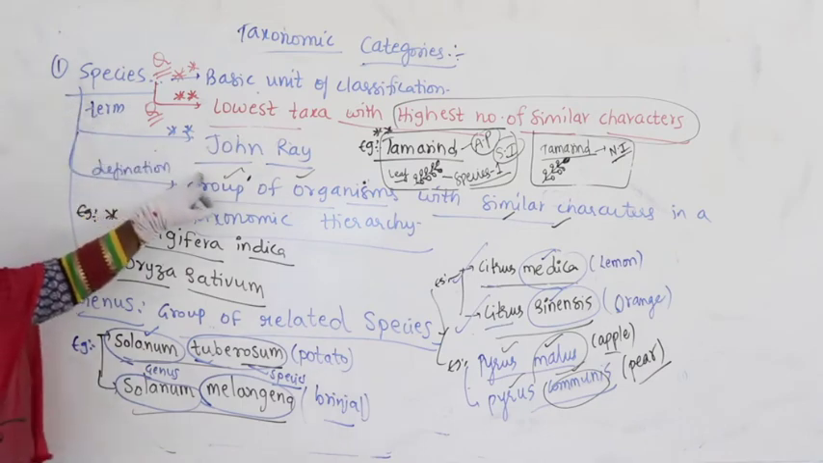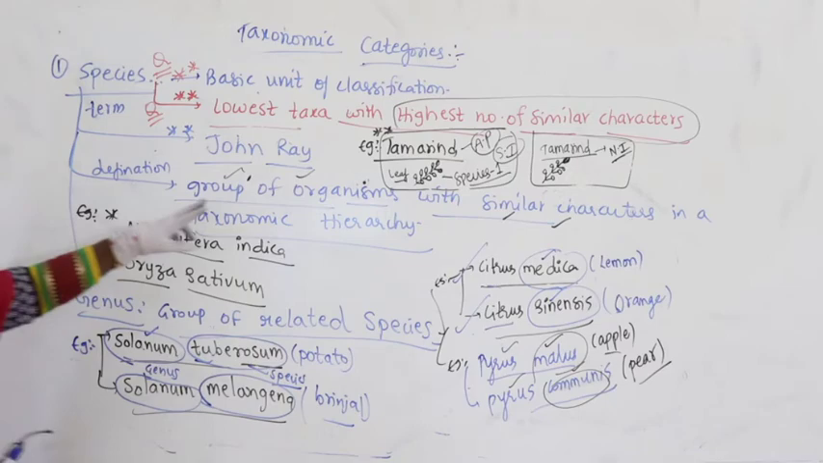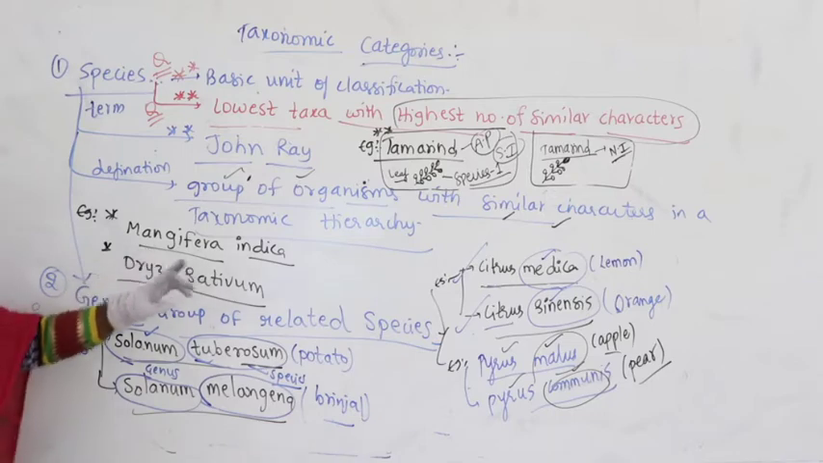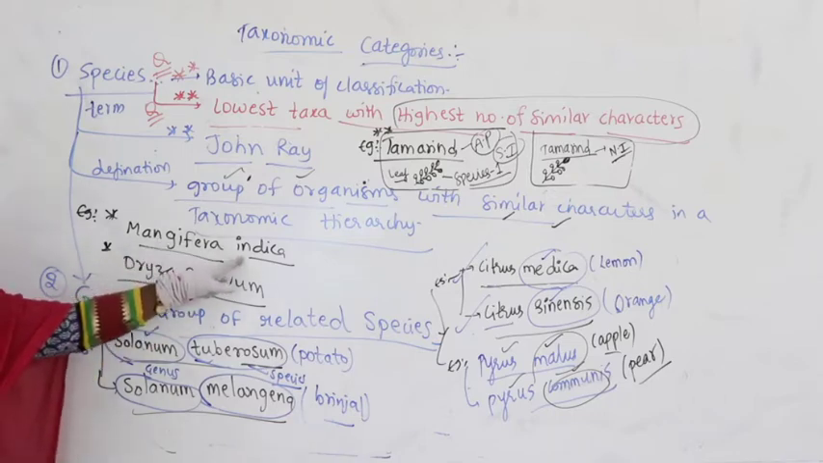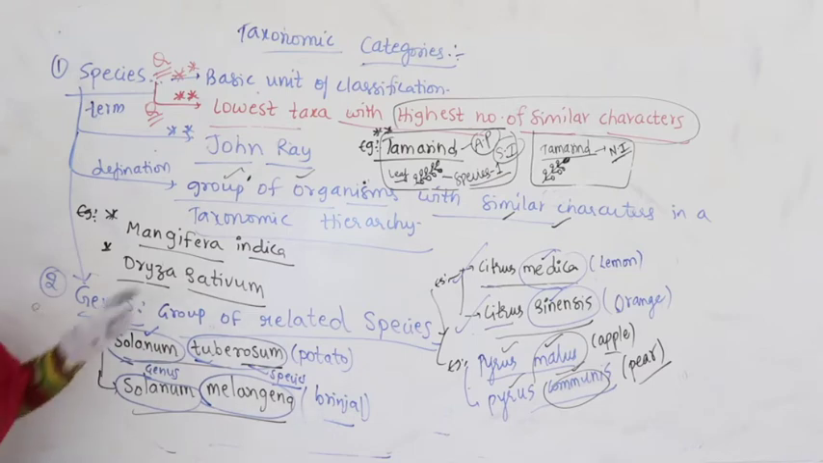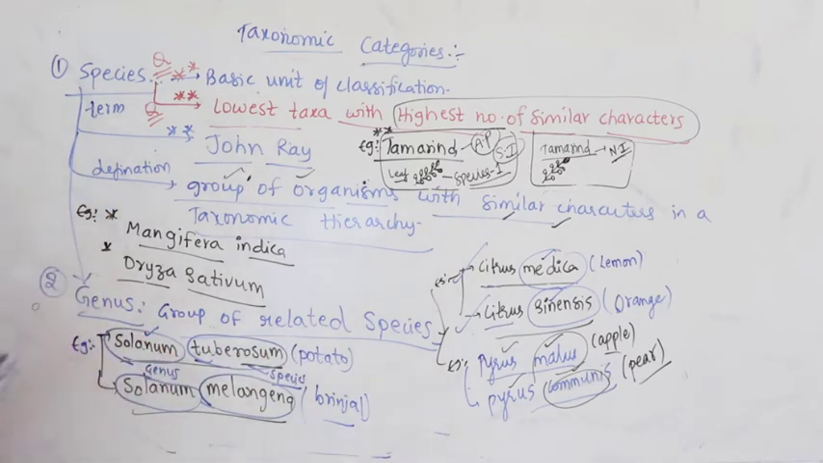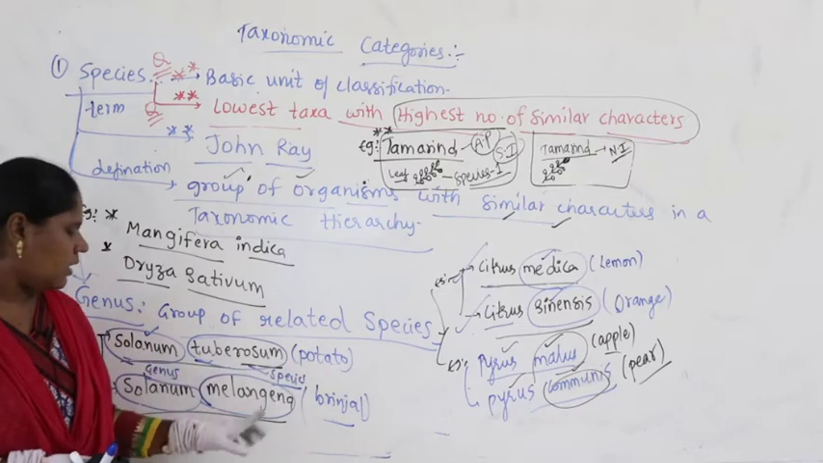The term species was given by John Ray, he is a scientist. Now, the definition is a group of organisms with similar characters in a taxonomic hierarchy. Example, Mangifera indica, Oryza sativum. This genus has a particular species, this genus also has a particular species which has more close resemblance of characters. Next, genus, a group of related species. When you take the most similar species together, the genes of the plant are most similar with slight variations in the species, they both belong to the same genus. Solanum, both are the same genus, but when you write tuberosum, that we speak about potato, melongena means brinjal.